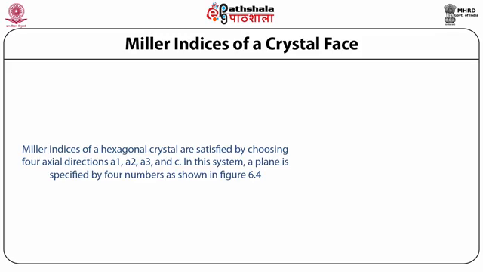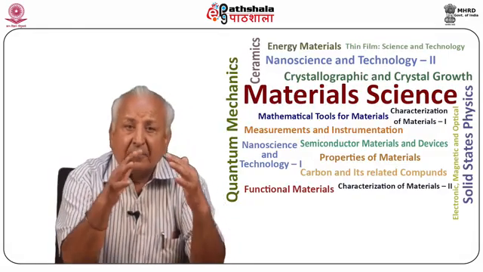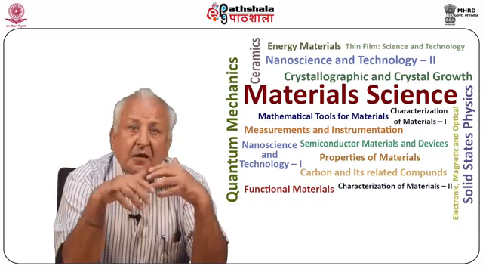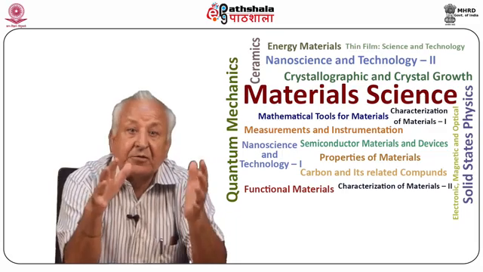Miller indices of a hexagonal crystal are satisfied by choosing 4 axial directions: A1, A2, A3 and C. In this system, a plane is specified by 4 numbers, as is shown in figure 6.4, which shows the Miller indices for a hexagonal system. We have talked about labeling of crystal planes. Now we shall talk about indices of crystallographic direction.